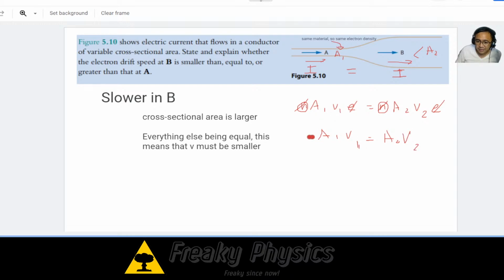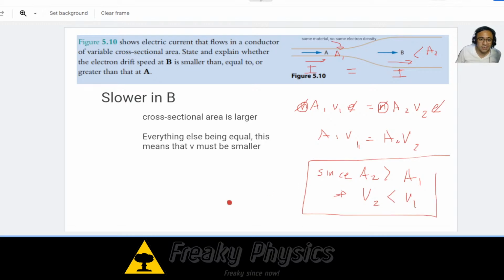Increasing A, so since A2 is larger, this must mean that V2 is smaller. So it slows down in B. All right?